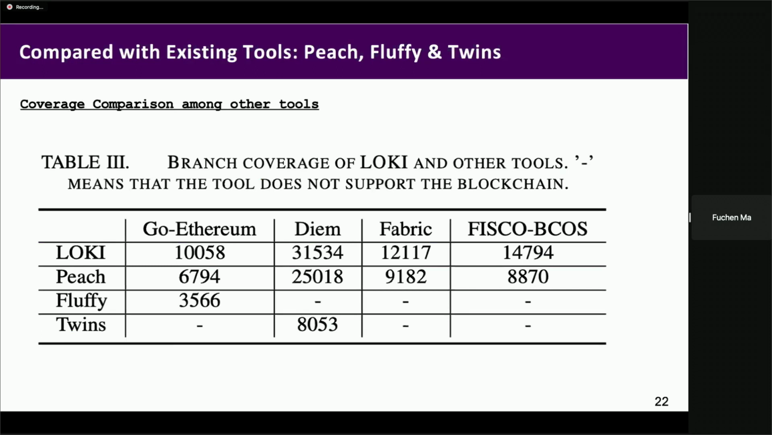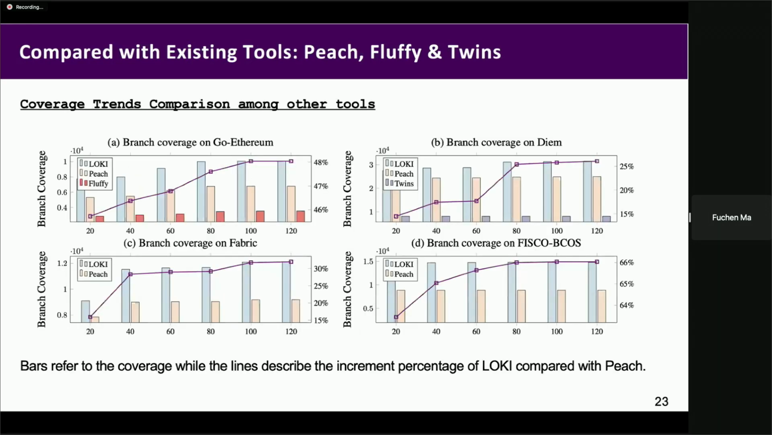As for the coverage, we compare LOKI with state-of-the-art tools, including Peach, Fluffy, and Twins, while Peach only supports Go Ethereum and Twins only supports DEM. In conclusion, LOKI covers 30 to 180% more branches than other tools. We also observe the coverage trend. We record the coverage every 20 minutes for 2 hours. LOKI's coverage grows significantly in the first 40 to 100 minutes on the systems.